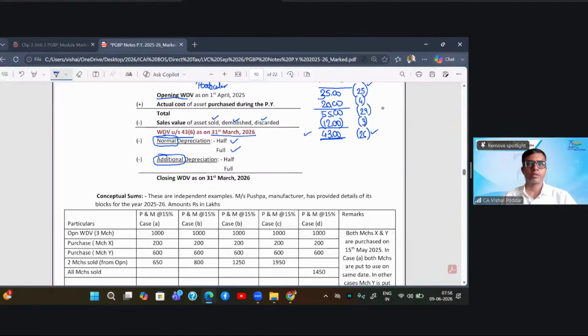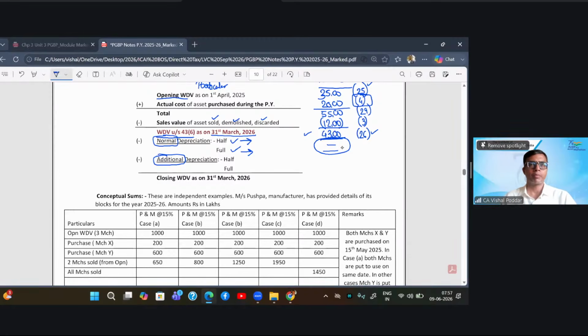Why half? Because there is a possibility that out of these four assets which are purchased during the year, a few assets, one or two or three, may have been put to use for less than 180 days. For those assets which are put to use for less than 180 days, you will claim half depreciation. And for the remaining assets which are more than 180 days or which are in the opening, you will calculate full depreciation. So you will calculate the depreciation in two parts: on a few machines half and on all the remaining machines full. Correct?